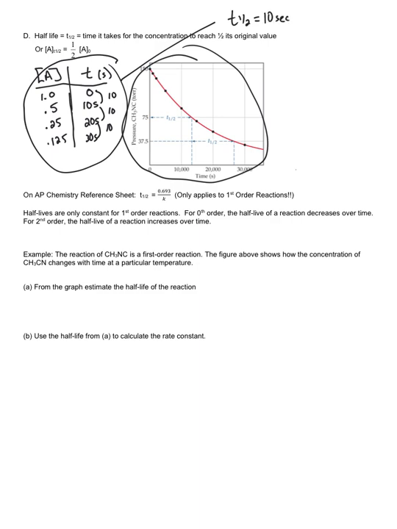Every 10 seconds, half of the remaining reactant will be left. Every 10 seconds, half of it is left, and another half, and another half. If the half-lives are consistently spaced, where they're the same length of time, this indicates that it's first order. So here's another proof for first order.